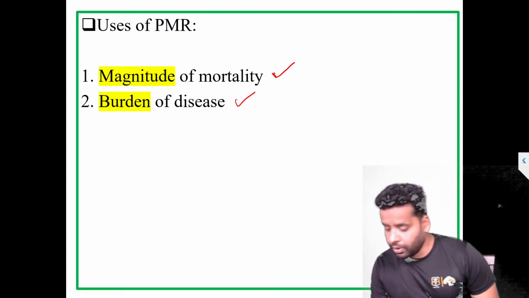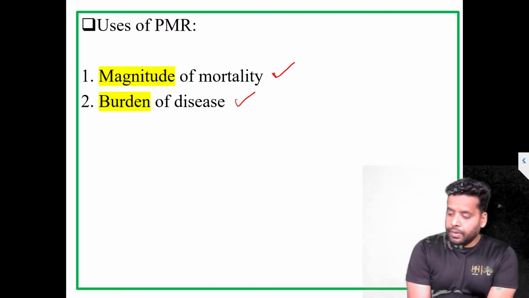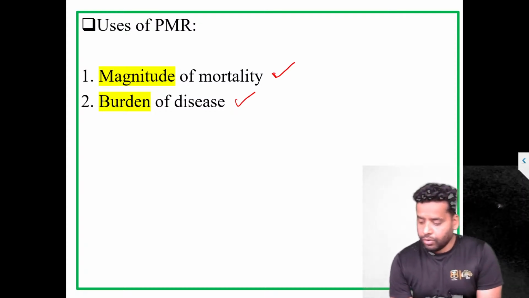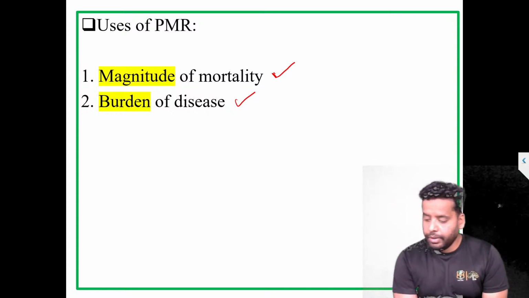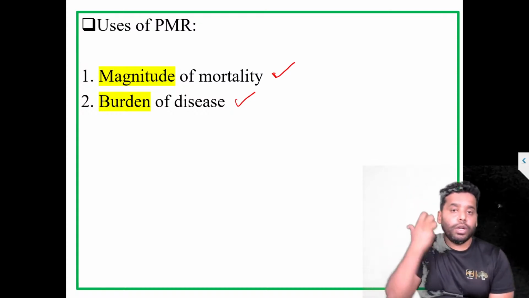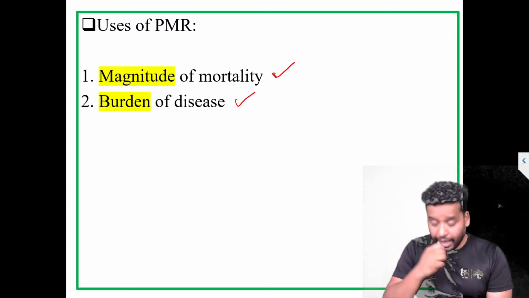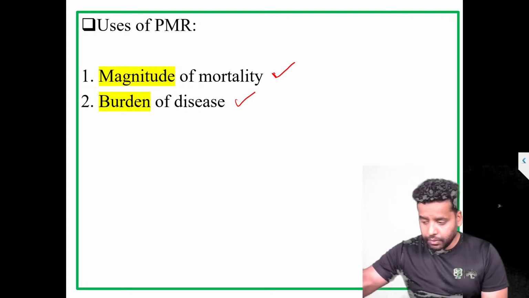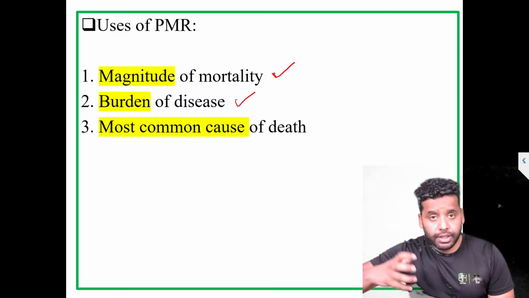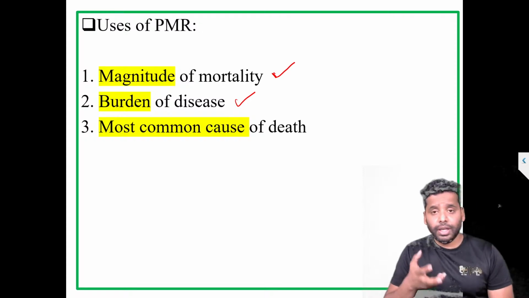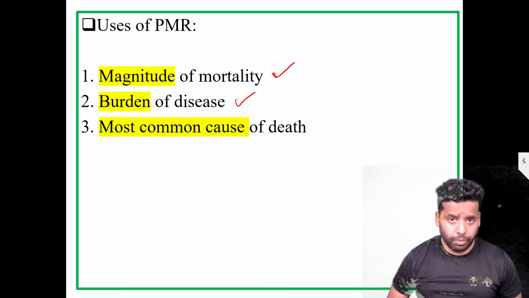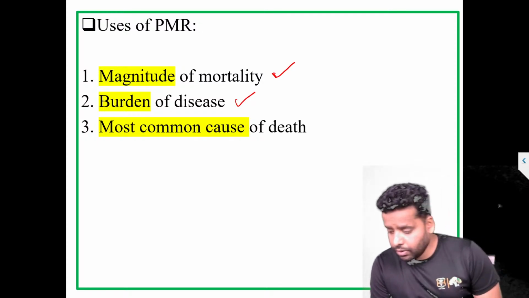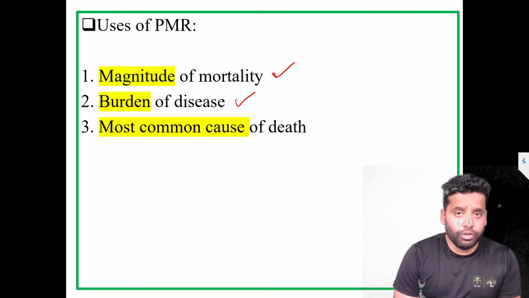Tell me true or false. Burden of disease with respect to mortality. True statement. That means whatever the disease which is contributing more can become the most common cause of death in that population, true or false? Like most of the times, they'll be dying due to heart attacks, cardiovascular disease.